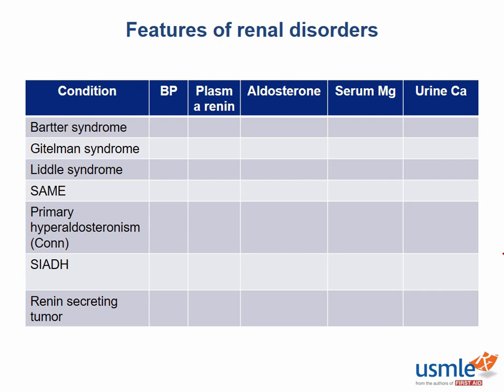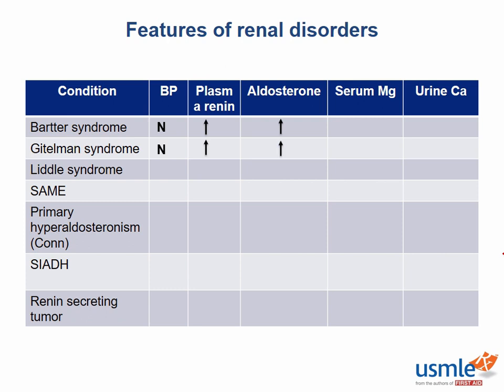So here's an awesome table from the text that covers the big picture changes seen in the disorders that we'll cover. So let's begin. In both Bartter and Gittleman syndrome, the blood pressure will be normal. Similarly, in both disorders, the plasma renin and aldosterone will be increased.